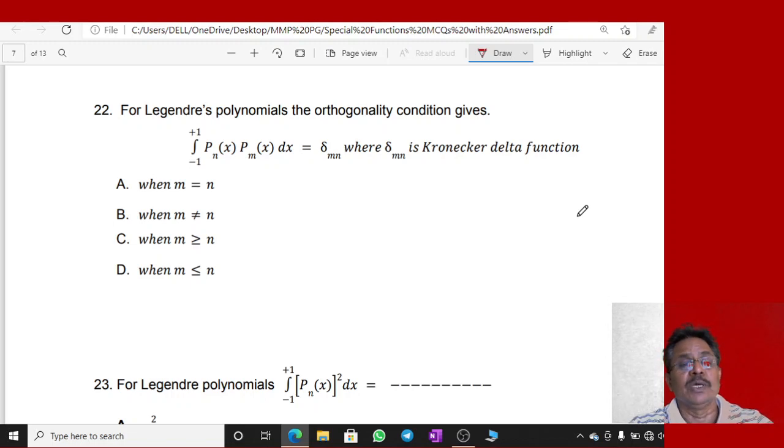Now a similar condition here, question number 22. For Legendre's polynomial the orthogonality condition gives the integral from minus 1 to plus 1 of Pn of x multiplied by Pm of x into dx is equal to delta mn, where delta mn is the Kronecker delta function, and we have to go for its value. So the first option is when m is equal to n. The second option is when m is not equal to n. The third option is when m is greater than or equal to n. And the fourth option is m is less than or equal to n.